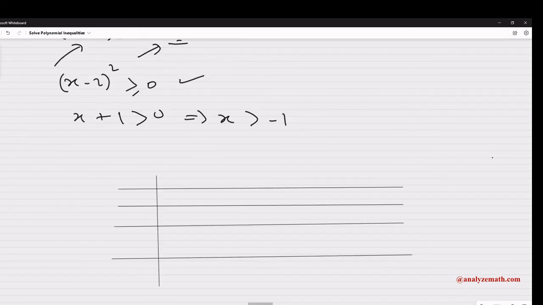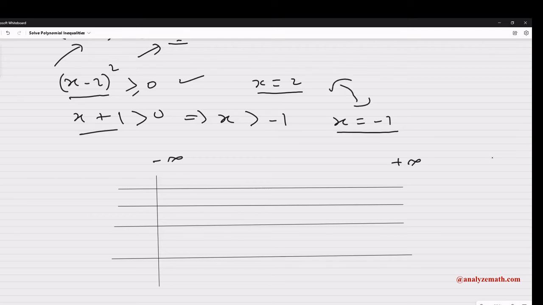And then, so now we put our results into a table. So minus infinity, plus infinity, and then we put the zeros. This is equal to 0 when x equals 2. And this is equal to 0 when x equals minus 1. Now the smallest of these two is the minus 1, so we put minus 1 somewhere here, and we put the 2 somewhere here. And then we start.